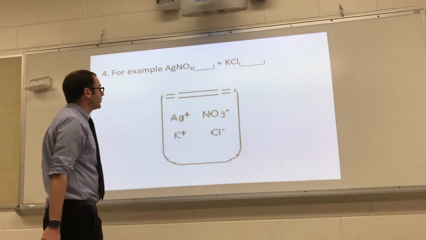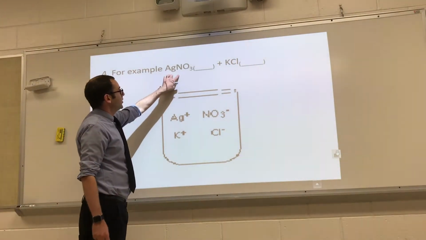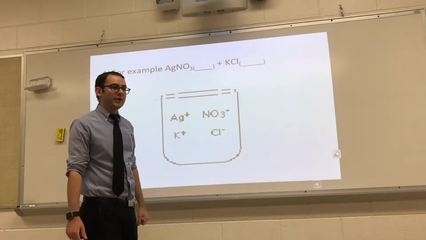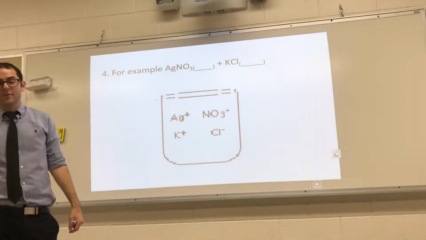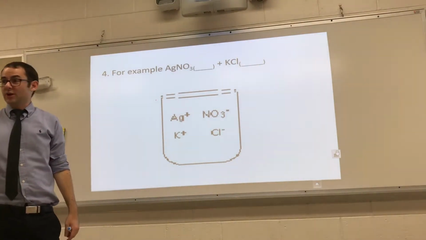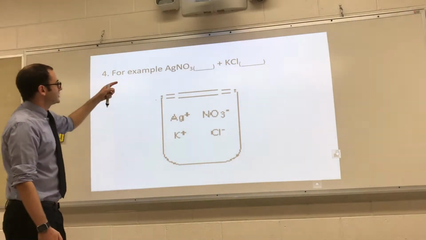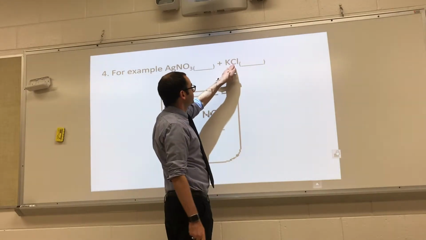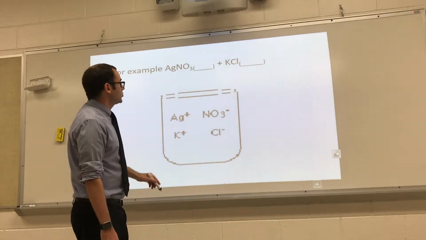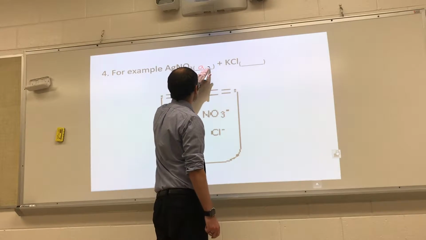So our first example would be this right here. What's the name of this? What would we call this? AgNO3. Yeah, silver nitrate, right? Silver's an exception, so you don't use Roman numerals. So it's silver nitrate. What would this one be? Potassium chloride. Potassium chloride, good. And they're both aqueous.